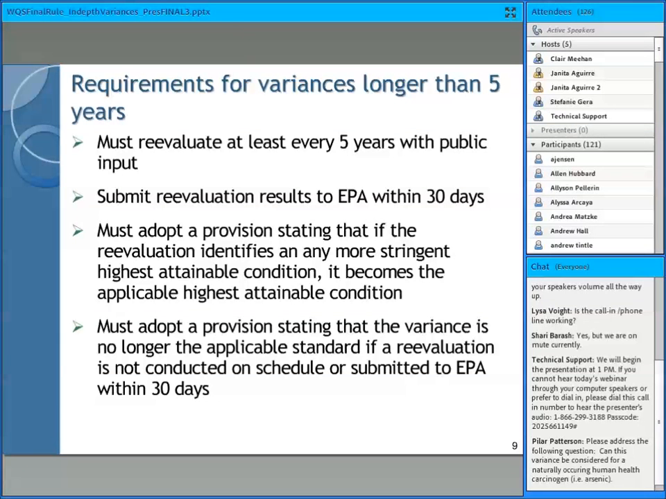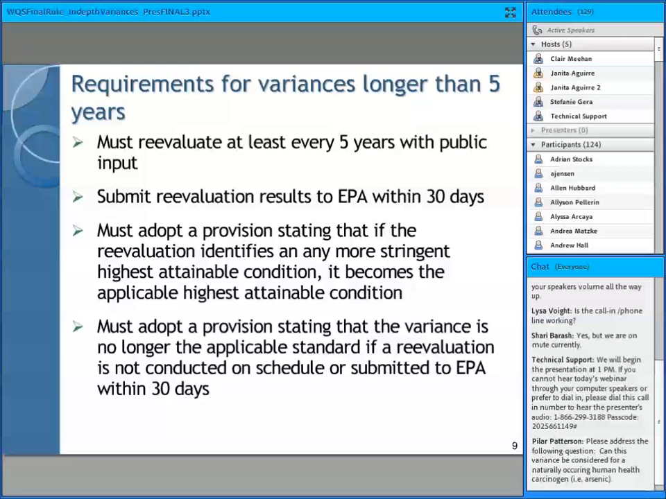Finally, a state or tribe adopting a variance longer than 5 years must include a provision in the variance specifying that the variance will no longer be applicable for Clean Water Act purposes if any required reevaluation is not conducted consistent with the provision in the variance, or the results of any reevaluation is not submitted to EPA within 30 days. The statement must be written in a manner that ensures that if either of these situations occur, the underlying designated use and criterion, rather than the variance requirements, will become the applicable water quality standard without any additional action by the state, tribe, or EPA.